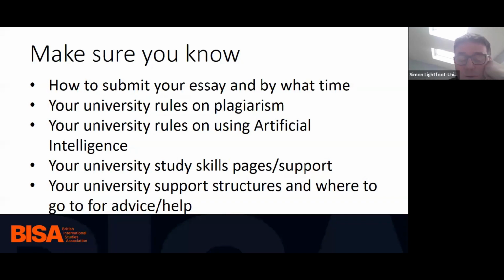So again, some really obvious things perhaps, but worth saying. Make sure you know how to submit your essay and by what time. Make sure you understand your university rules on plagiarism. Often plagiarism is a result of not necessarily an attempt to cheat, but the fact that students run out of time or struggle to manage multiple deadlines. We can talk more about that later on, but I think, again, just understand the rules.